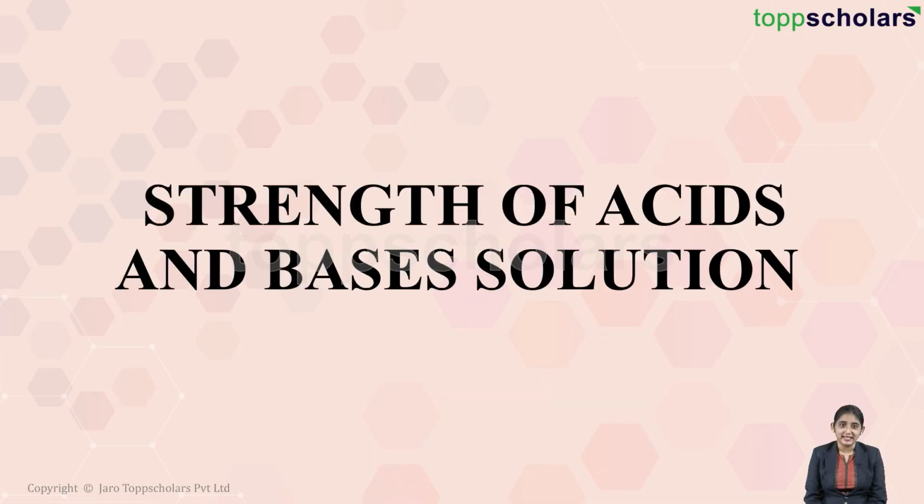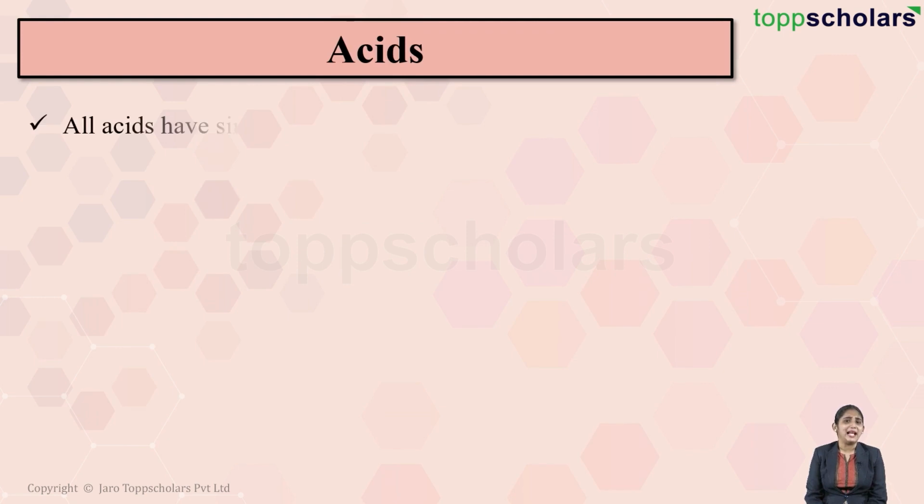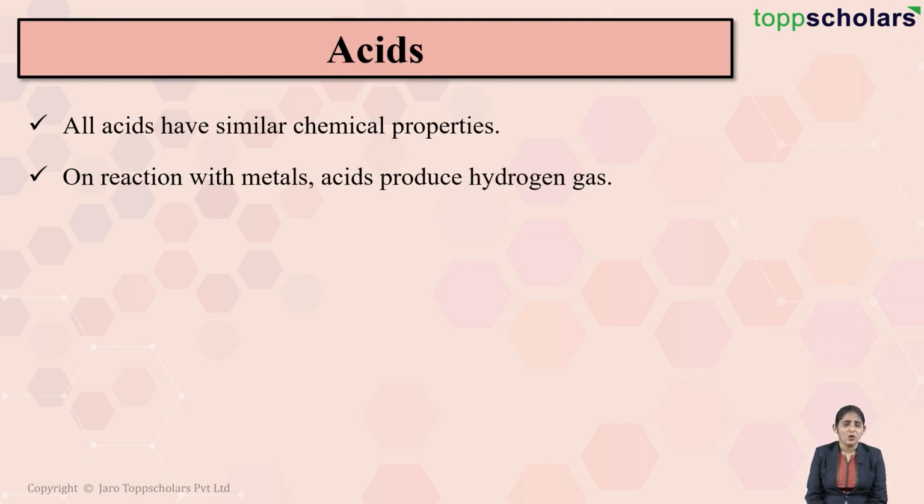Today we'll be discussing the strength of acid and base solutions. So now friends, what do we mean by acids? All acids have similar chemical properties. That is, acids on reacting with metal result in the liberation of hydrogen gas. So remember, all metals on reacting with acid result in the liberation of hydrogen gas, right?